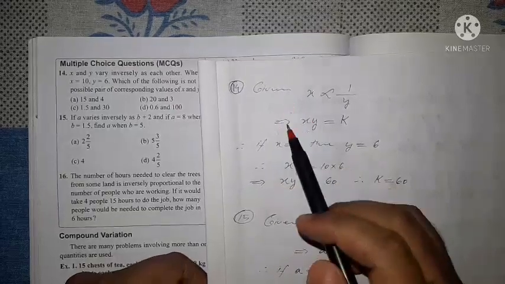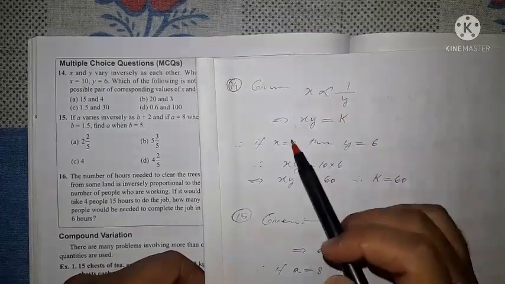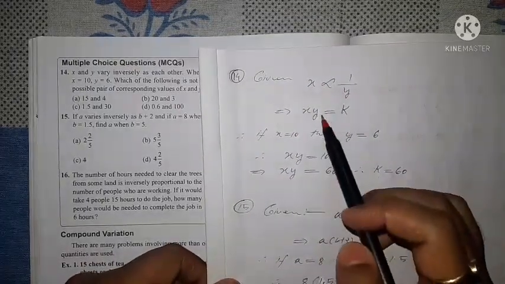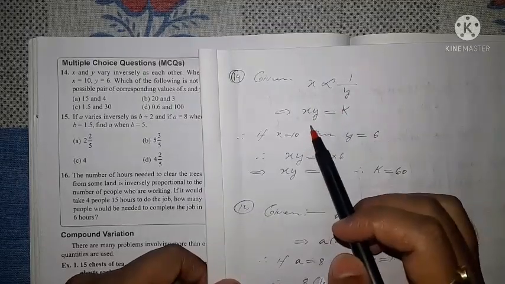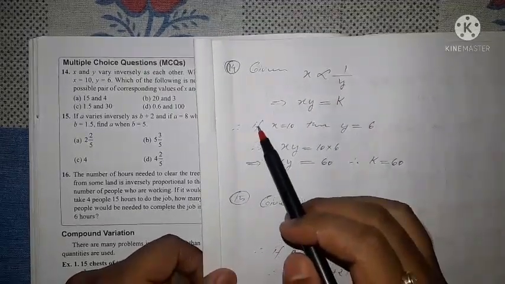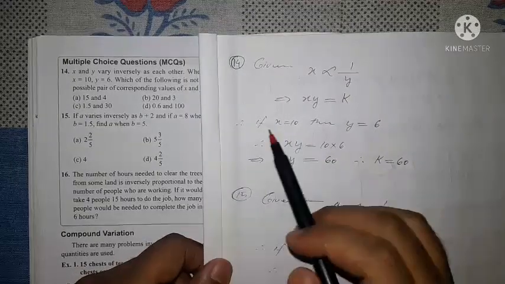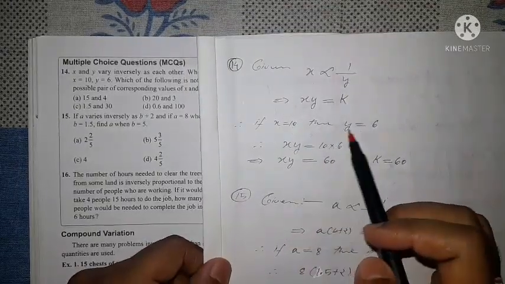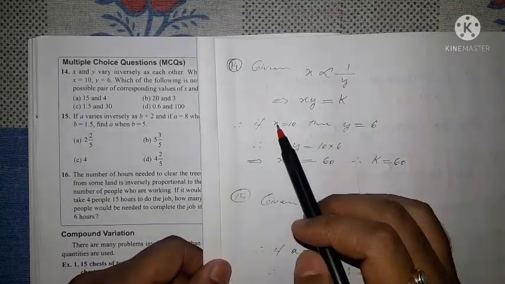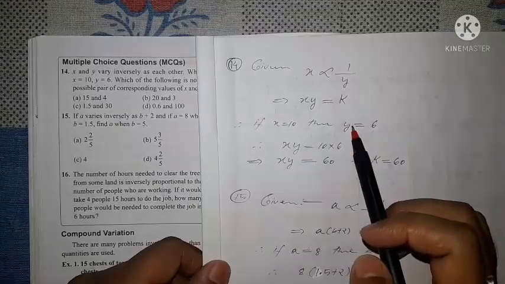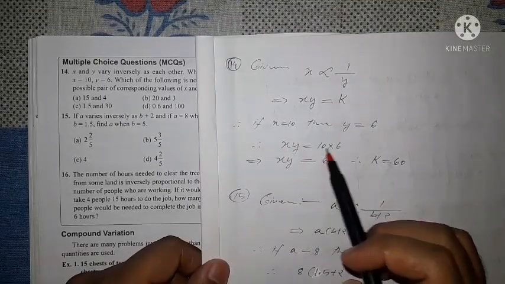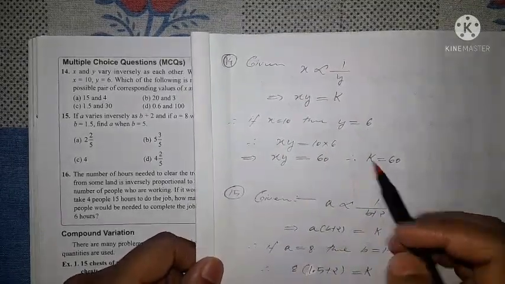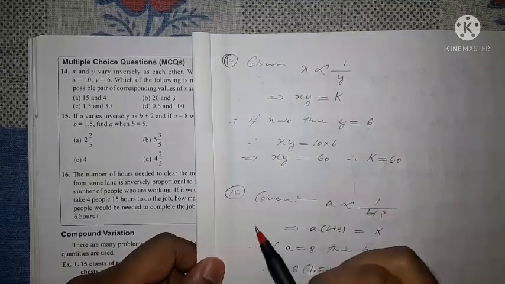It is given in the question that x is inversely proportional to y. Therefore we can write that x into y is a constant. If x is equal to 10, then y is equal to 6. That means if we multiply x and y, that is x into y, we will get 60. Therefore the value of this constant, k, is 60.